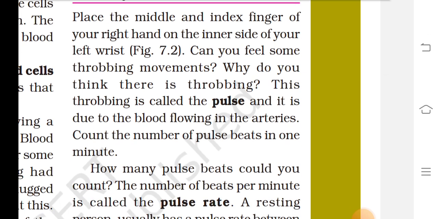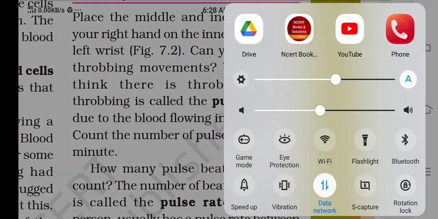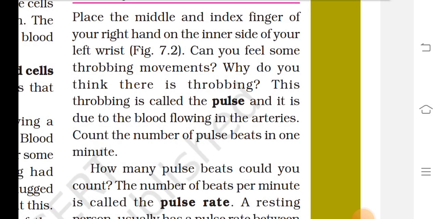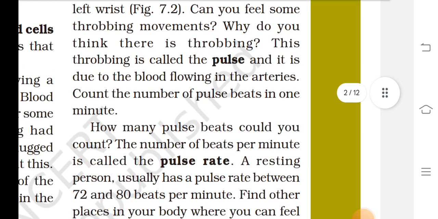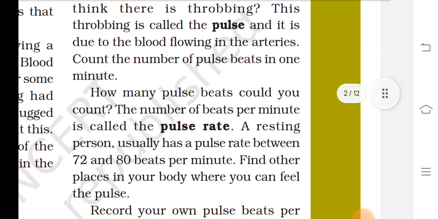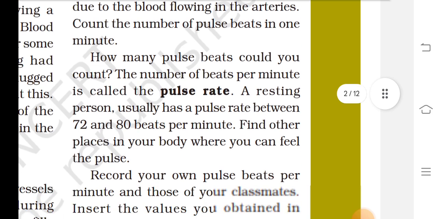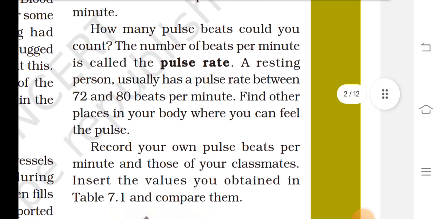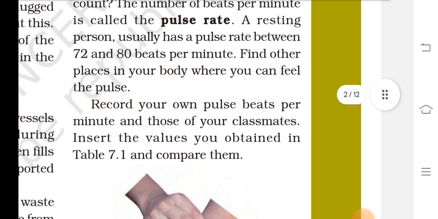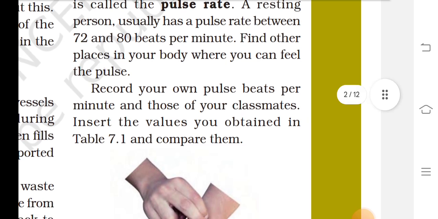Can you feel some throbbing movement? This throbbing is called the pulse, and it is due to the blood flowing in the arteries. Count the number of pulse beats in 1 minute. How many pulse beats could you count? The number of beats per minute is called pulse rate. A resting person usually has a pulse rate between 70 to 80 beats per minute.